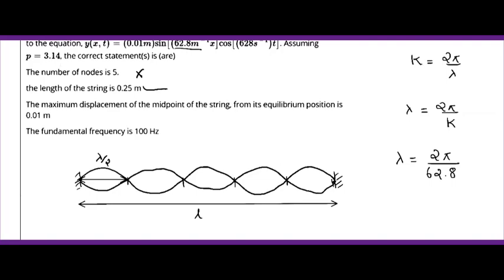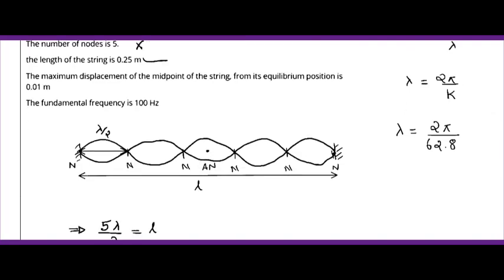Now if we check our third option, it says the maximum displacement of the midpoint of string from its equilibrium position is 0.01 meters. So our midpoint of string will be what? It will be L by 2, which is this one. Okay, so these are nodes, like this we are putting here. So in the midpoint of two nodes, it must be an antinode. So at antinode, amplitude will be maximum.